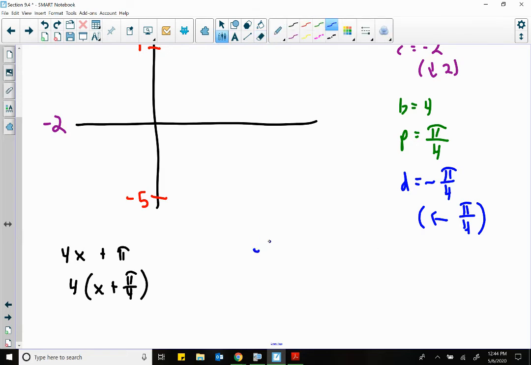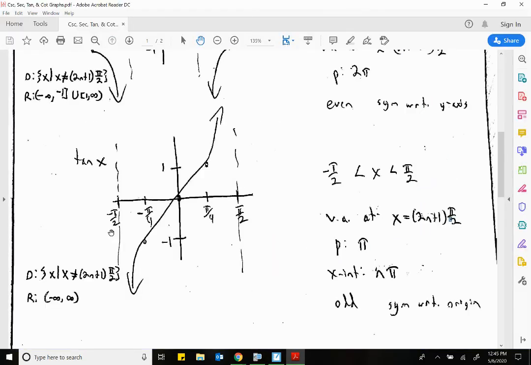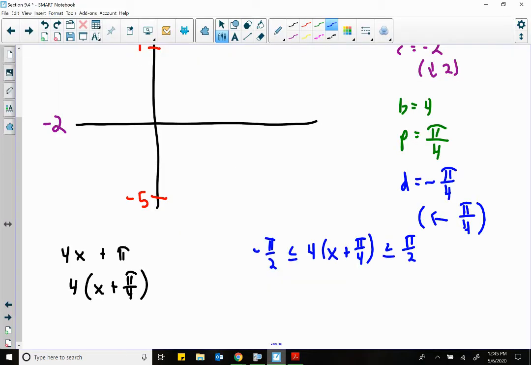All right, so we're going to start at negative pi over 2 less than, put our stuff in the middle, which is 4 parenthesis x plus pi over 4 less than or equal to positive pi halves. I think a second ago I said tangent went from negative pi to positive. It's negative pi halves to positive pi halves because that's a distance of pi. Just want to make sure I clarify that. So divide by 4, divide by 4, divide by 4.